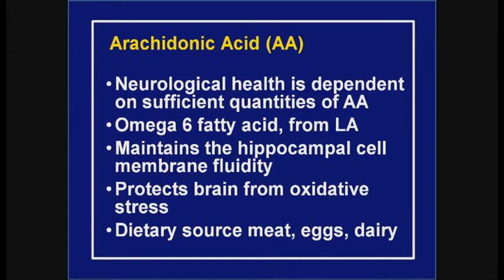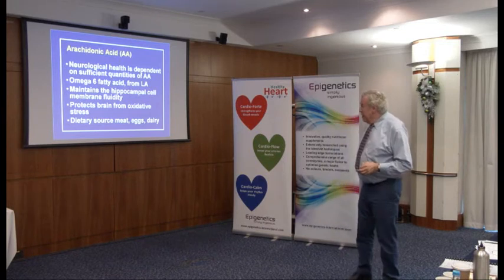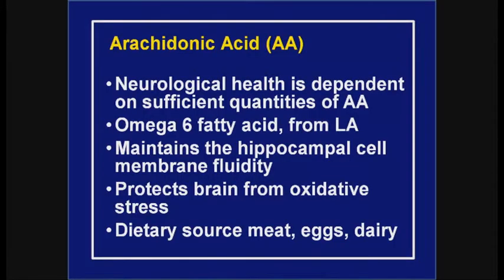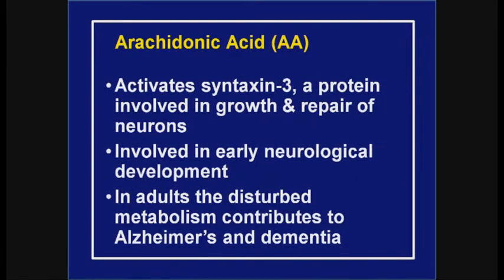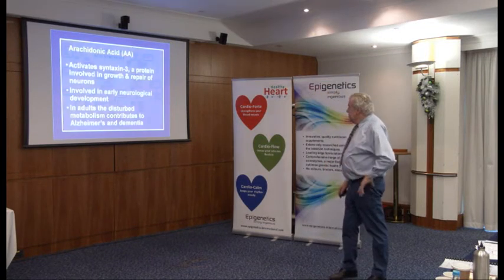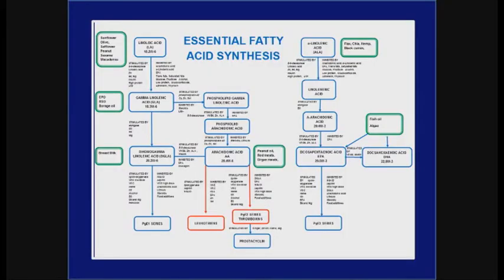Neurological health is dependent on sufficient quantities. This is the one that forms half the phospholipid structure in the brain. It maintains the hippocampal cell membranes and protects the brain from oxidative stress. It's rich in most meats, eggs and dairy. It's involved in early neurological development. In adults, disturbed metabolism, particularly if it goes on to drive into the pro-inflammatory prostaglandins 2, can lead to Alzheimer's and dementia. So if we just home in a little bit on around here, we'll see arachidonic acid.